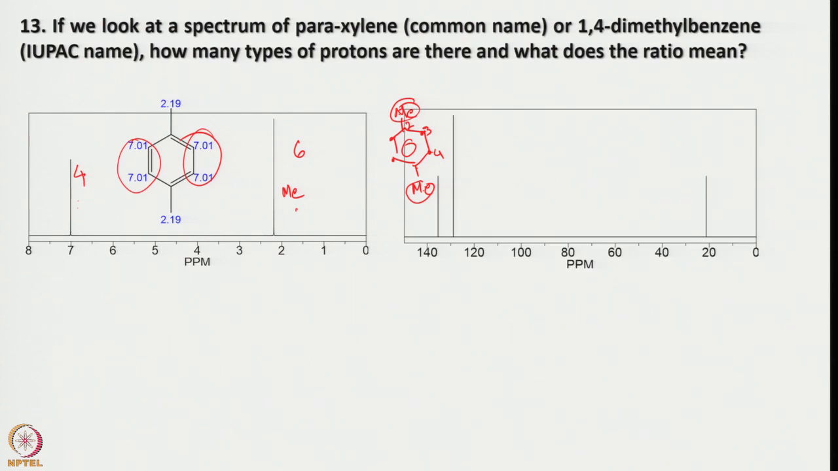Now here we are seeing three carbon types, 1, 2, 3, not four, because this is the very same. You can do rotation like this or like this, so this brings similarity between these. So we are expecting only three different types of carbon atoms, and we are seeing three carbon signals here.